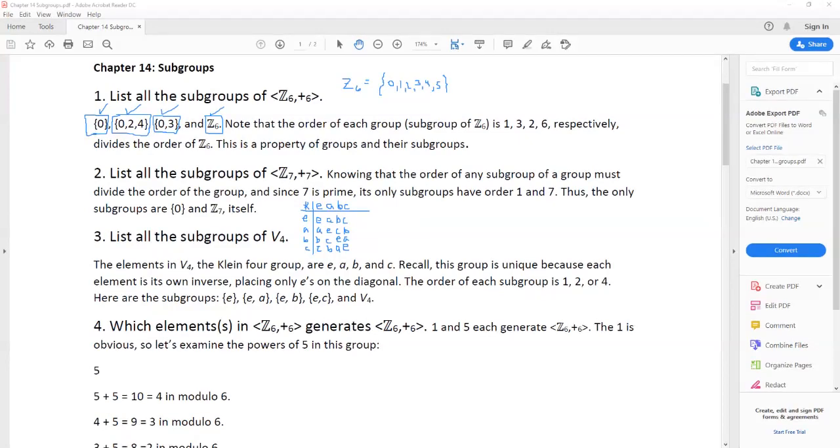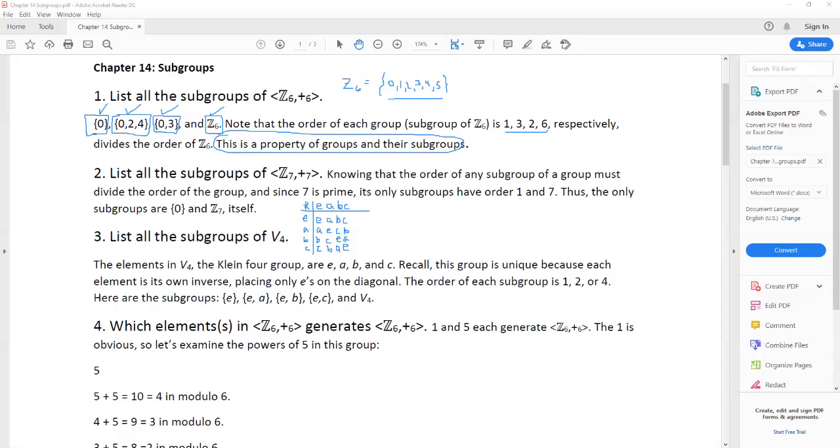Number 2, list all the subgroups of Z7. Before we start number 2, let's go back and look at this last statement in problem number 1. The last statement says that this is a property of groups and their subgroups. Notice that the order of Z6 is 6. Z6 contains 6 elements. And notice that the subgroups have an order of 1, 3, 2, or 6. That is a property of subgroups, meaning that the order of any subgroup must divide the order of the group itself.